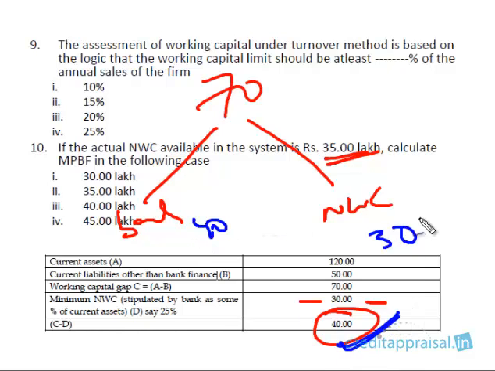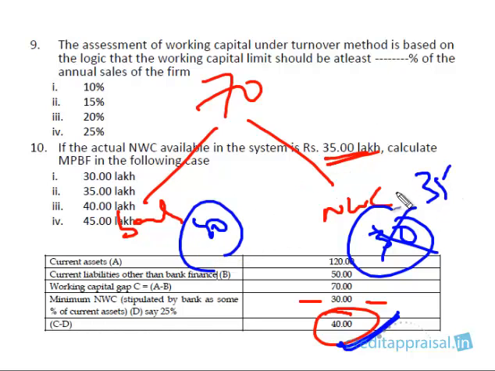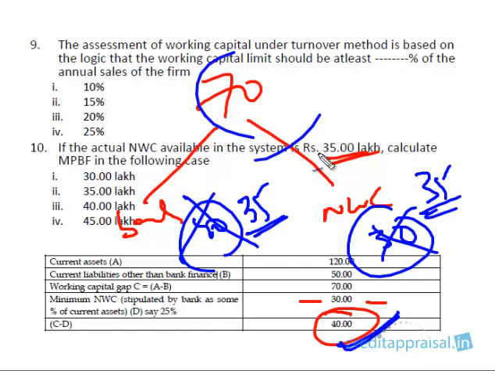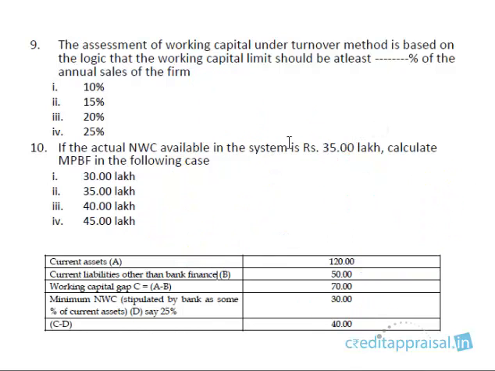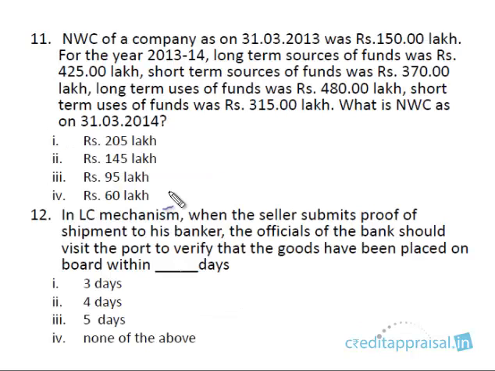In that case, this will be correct. But because NWC in this case is 35, if the bank extends 40, it will be ending up at 75. So that will be over financing. Because 35 is already available, we will reduce that 40 by 5 lakhs and finance only 35, so that the total will be 70. Right? Got this? So the answer is 35 lakhs.